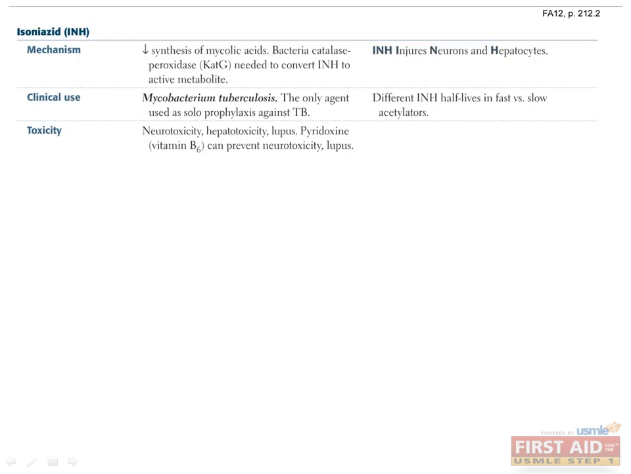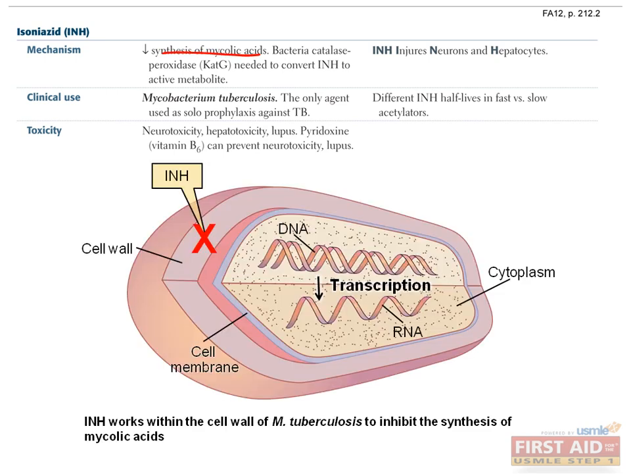INH works within the cell wall of M. tuberculosis to inhibit the synthesis of mycolic acids. These mycolic acids are part of the cell wall of M. tuberculosis. It is actually the metabolite of INH that is active against M. tuberculosis. Therefore, INH requires catalase peroxidase for conversion to this active molecule. INH has a number of clinically important side effects, including neurotoxicity, hepatotoxicity, and lupus, which can be prevented by the co-administration of pyridoxine, which is vitamin B6. The important toxicities of INH can be remembered with the mnemonic: INH injures neurons and hepatocytes.